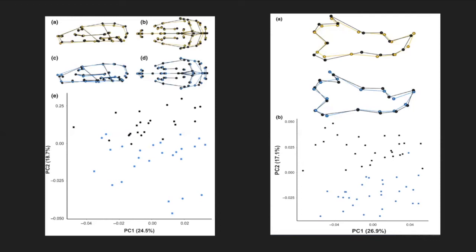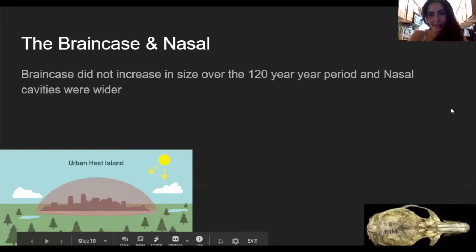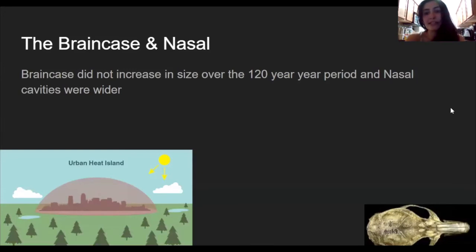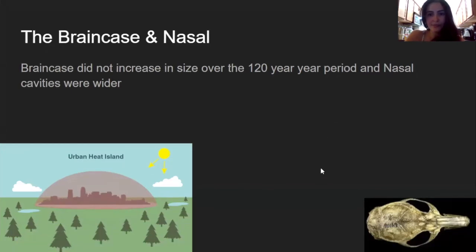Another article had proposed that the brain case size may plastically increase as an initial response to invading urban environments, then decrease following acclimatization. However, our results can neither support nor refute this hypothesis because we only had data from 2 different time periods. So for the first part, they looked at brain case and the nasal cavity sizes. For the brain case, they found that it did not increase in the 120-year period. And they tried to make sense of that.